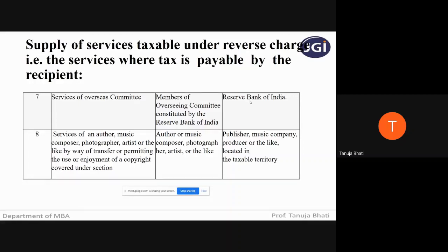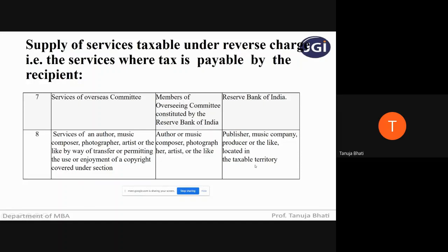Next, services of an author, music composer, photographer, artist, or the like by way of transfer or permitting the use or enjoyment of a copyright, which is covered under this section. So when an author, music composer, photographer, or artist is providing services to a publisher, music company, or producer located in the taxable territory, then who is liable to pay tax, GST?